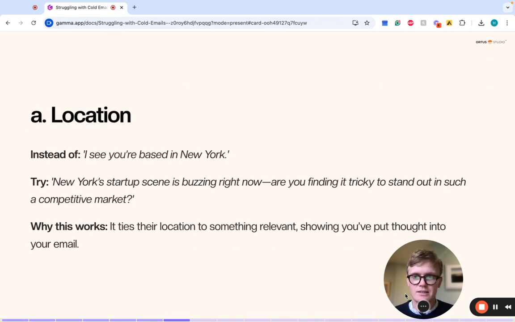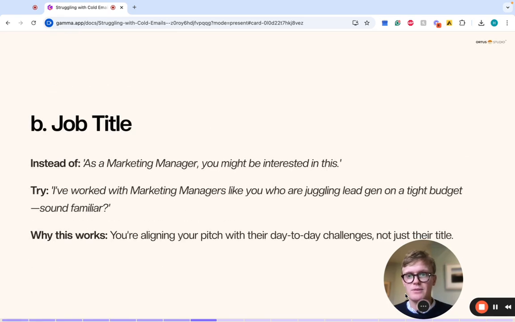First, location. Instead of saying, I see you're based in New York, you could try something like, New York's startup scene is buzzing right now. Are you finding it tricky to stand out in such a competitive market? This works because it ties their location to something relevant, showing you've actually put thought into your email.